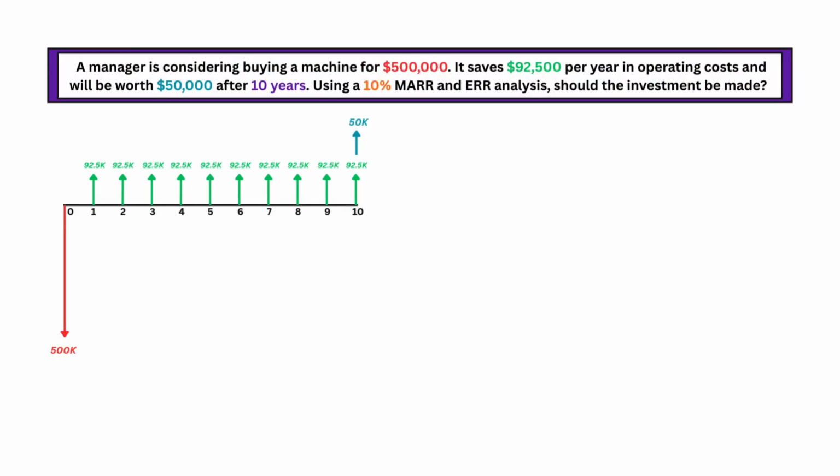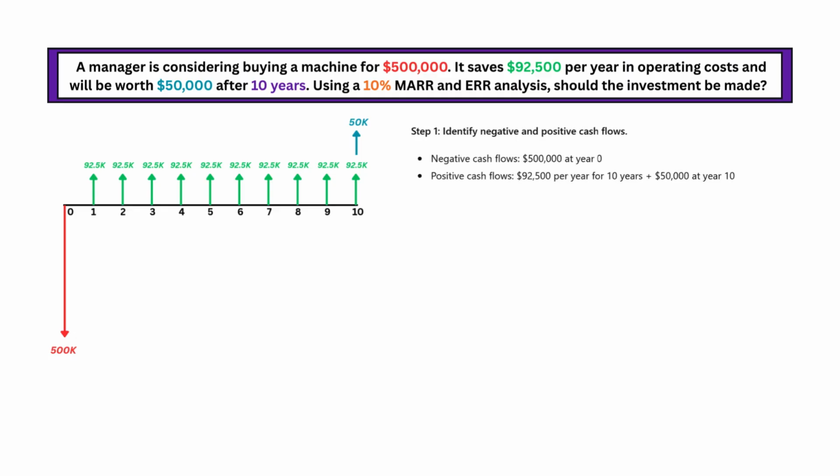A manager is considering buying a machine for $500,000. It saves $92,500 per year in operating costs and will be worth $50,000 after 10 years. Using a 10% MARR and ERR analysis, should the investment be made?